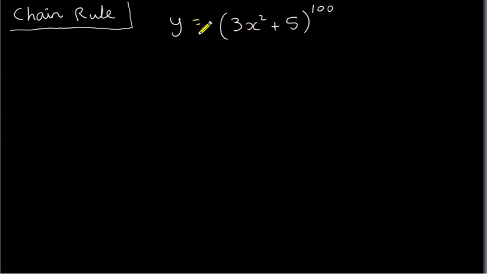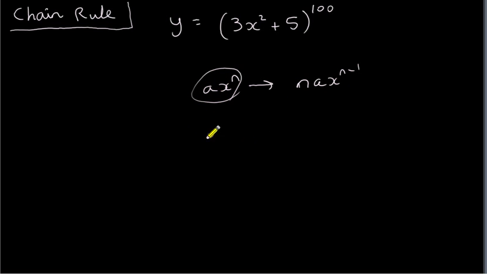Suppose we want to differentiate this function, y equals (3x squared plus 5) all to the power of 100. Now, we learnt in previous videos how to differentiate something of the form ax to the power of n. We saw that its derivative is nax to the power of n minus 1. We also saw that if we have a sum of functions of this form, this thing is called a nomial, and if we have several of them added or subtracted, we just differentiate term by term.